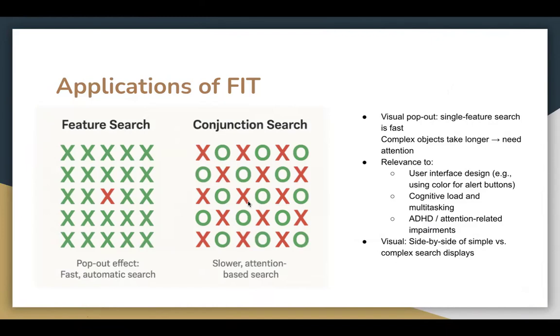That slows things down. In real life, this happens in a lot of different applications. In user interface design, we use color to make critical buttons or alerts stand out in a feature search. Or for example, it helps explain why multitasking leads to more mistakes. Attention is spread too thin to bind features correctly.